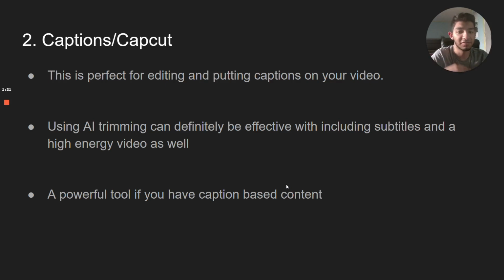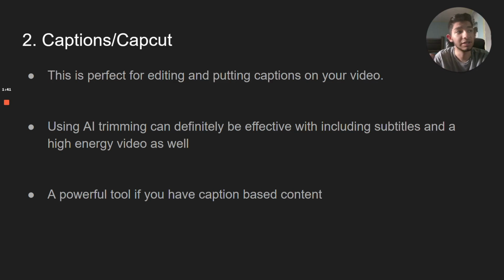These are perfect for editing and putting captions in your video. If you use AI trimming as well, this could also be very effective, including subtitles and having a high energy video. It could also trim out the extra fluff in your video where you're just paused. So it's a very powerful tool that you can use, especially if you have caption-based content.